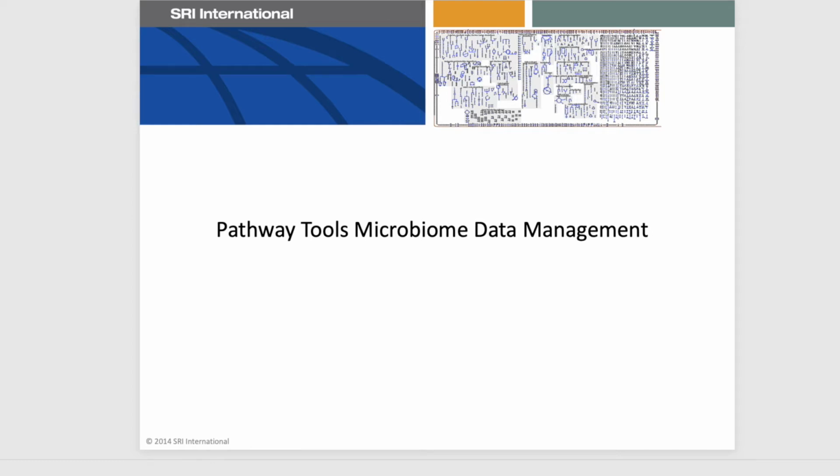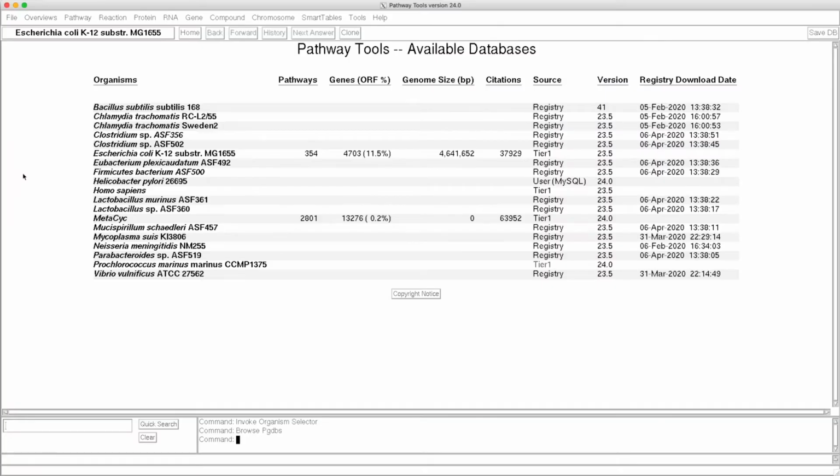This video will survey Pathway Tools microbiome data management capabilities, in particular some of the tools we've developed for helping a scientist decipher metabolic relationships between organisms in a microbial community. I'm going to start out by showing tools we've developed for issuing queries across a set of metagenome assembled genomes, MAGs, from organisms in a microbial community.